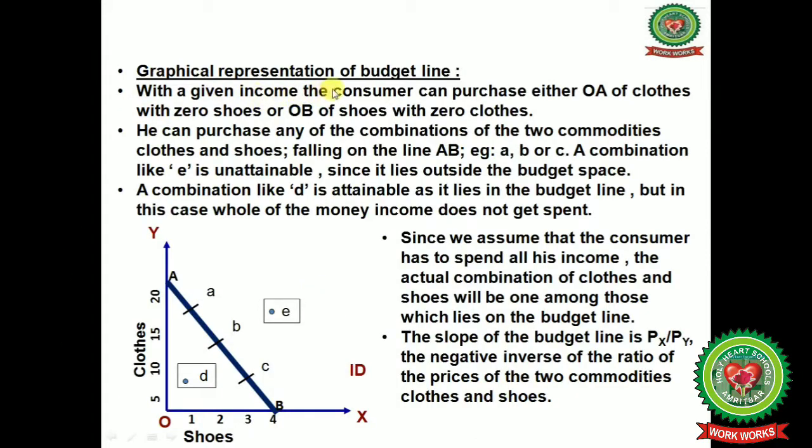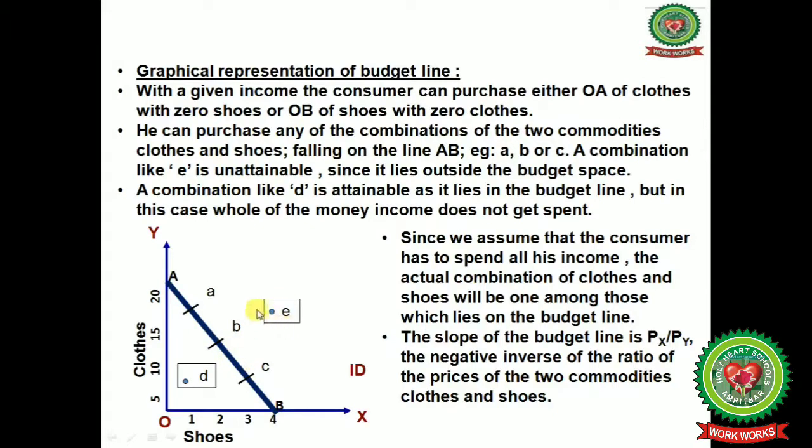Graphical representation of the budget line. With the given income, the consumer can purchase either OA of clothes with 0 shoes, or OB of shoes with 0 clothes. He can purchase any of the combinations of the two commodities, that is clothes and shoes, falling on the line AB. This is your line AB, and on it are the points A, B and C.